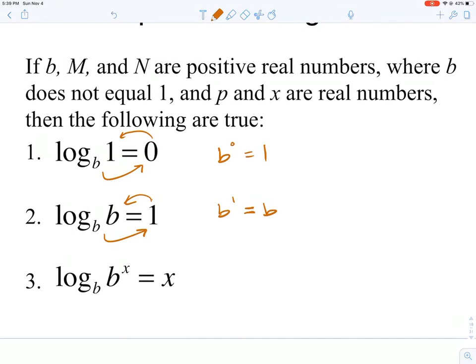And then the third property, b to the x power equals b to the x. So that property tells us that if we have the log base b of a number raised to an exponent and the base of the exponential function matches the base of the logarithm, then that's just equal to the exponent.